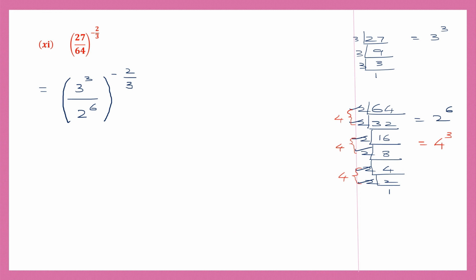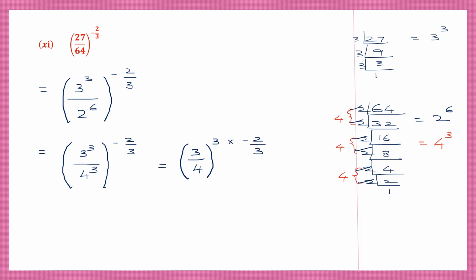So here what we can do is, I can write this as 3 to the power of 3 divided by 4 to the power of 3. Now can you see my powers have become the same. So outside what do I have? Raised to the power of minus 2 by 3. Now this I can write as 3 by 4 because the power is common. I can put the power outside. So that is 3, and since it is raised to another power, I can multiply that. So that becomes minus 2 by 3.